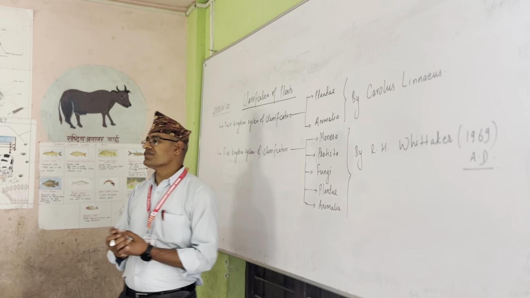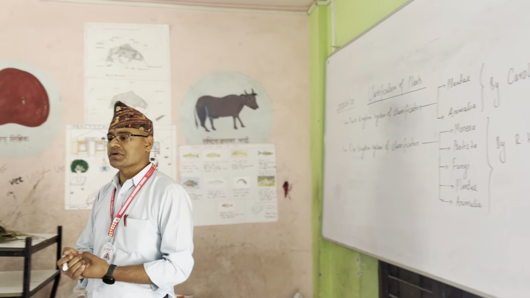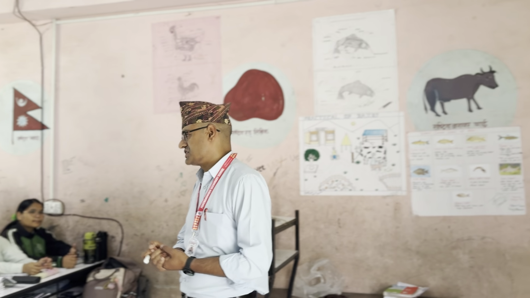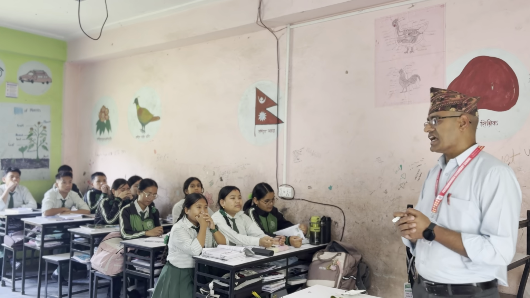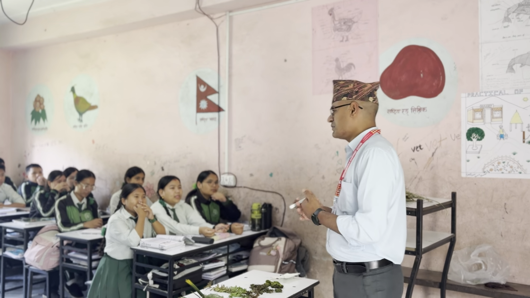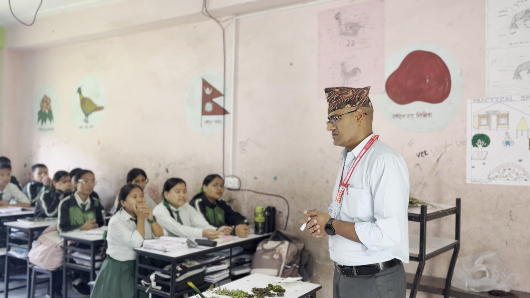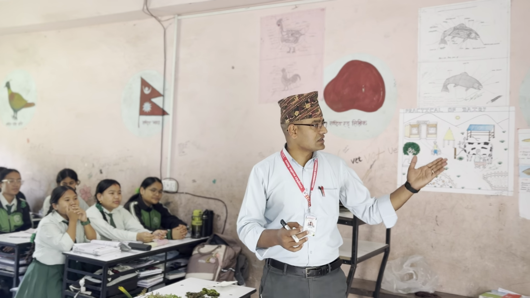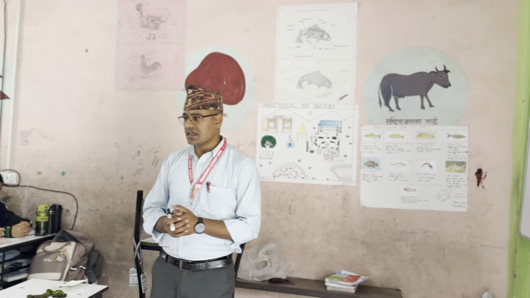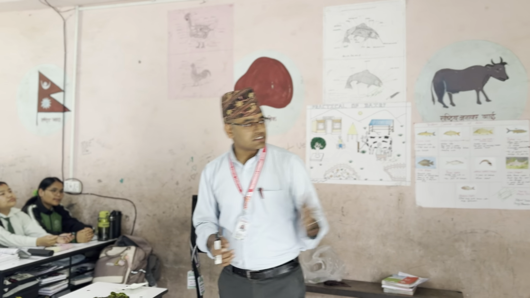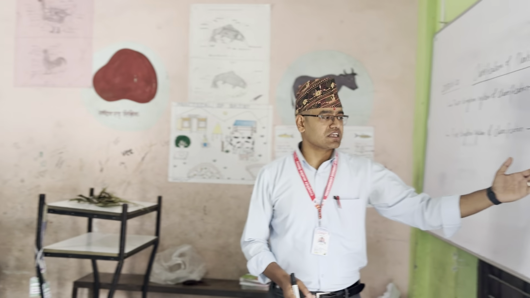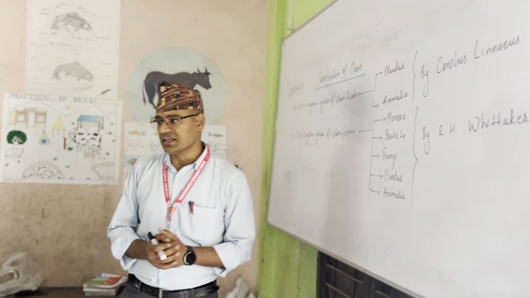This two kingdom system of classification given by Carolus Linnaeus was in practice for many years. But in 1969, Robert Harding Whittaker propounded a new concept, the five kingdom system of classification: kingdom Monera, kingdom Protista, kingdom Fungi, kingdom Plantae, and kingdom Animalia.